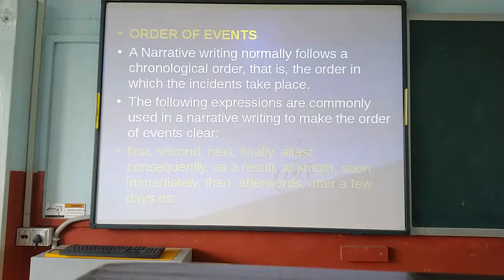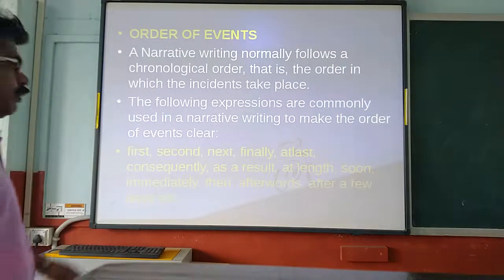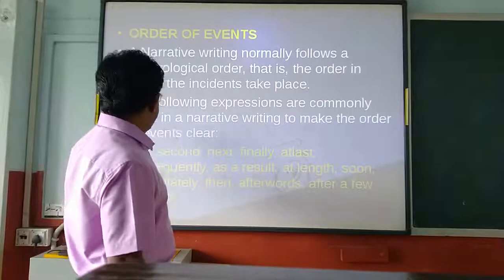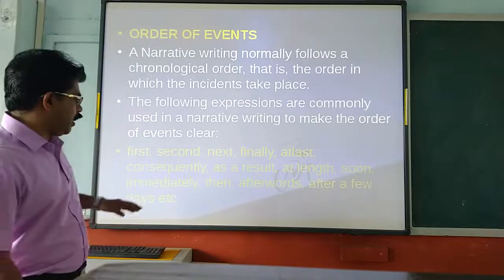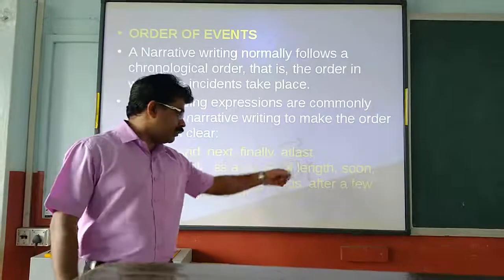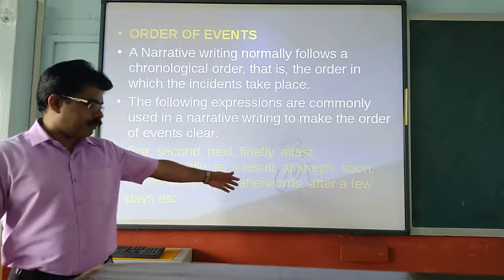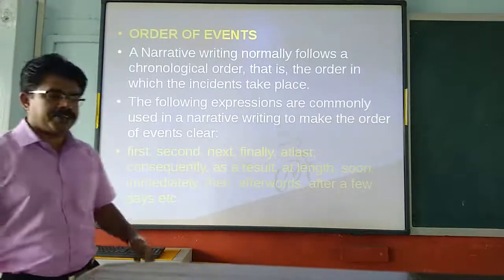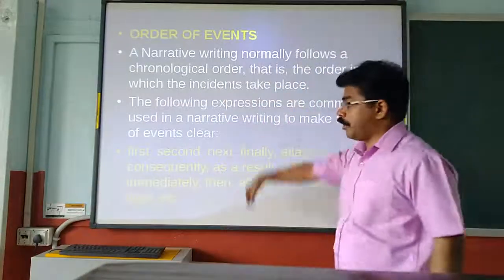So when we are giving this order of events, the following expressions are commonly used in narrative writing. Maybe let's say these words are used here: first, second, next, finally, at last, consequently, as a result, at length, soon, immediately, then, afterwards, after a few days, etc. These are the ways in which you can show this order.